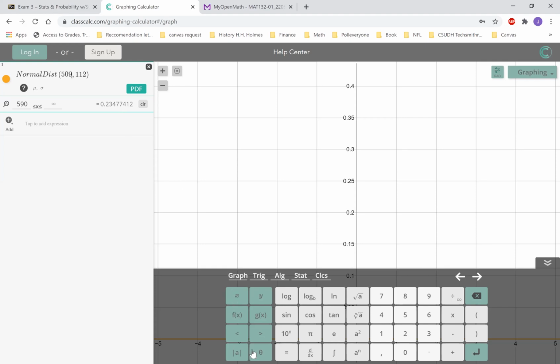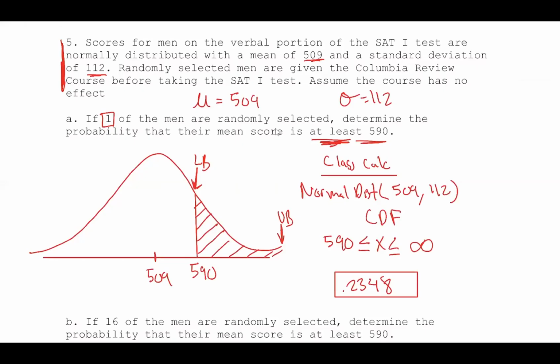Any question in regard to that? No, sir. All right. So if you look right here, here is the answer. And that's it for A. So let's go ahead and do B.